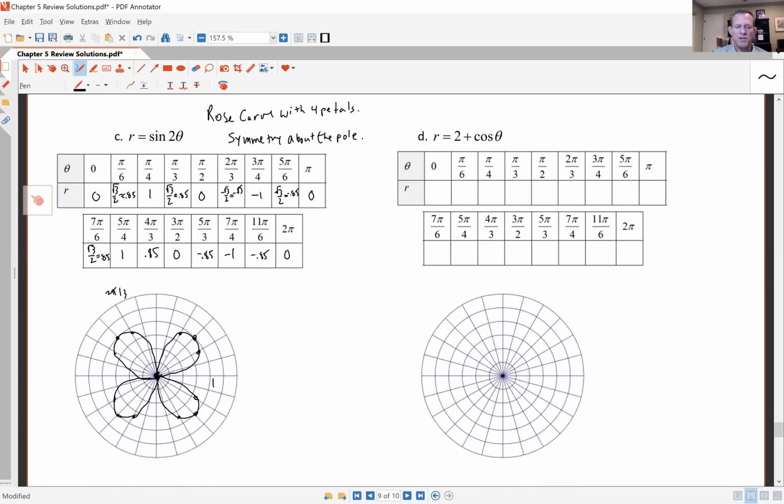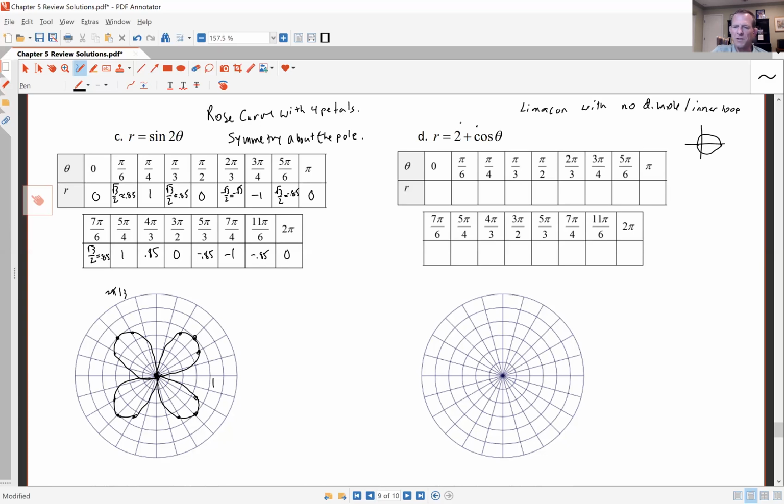Letter D, 2 plus cosine theta. There's a whole class of these graphs where you have A plus B cosine theta or A plus B sine theta. And in this case, with the 2 and the 1, what we end up getting is a limaçon, I think it's called limaçon, with no dimple or inner loop. So it looks almost like a circle.